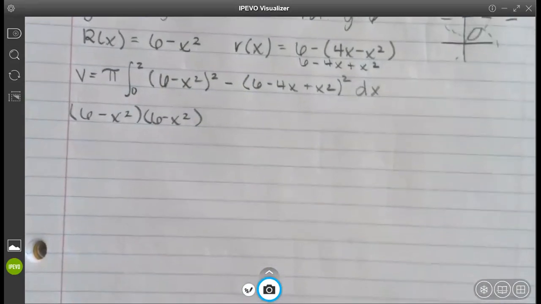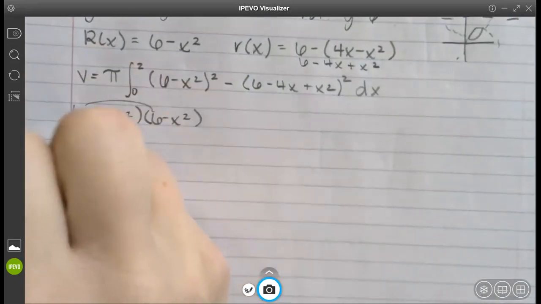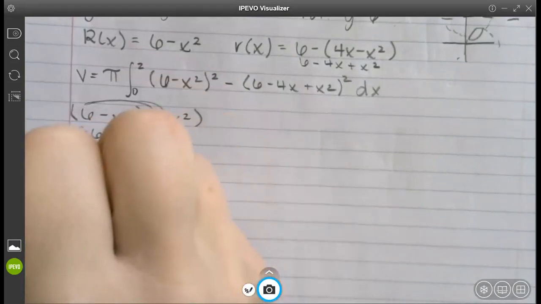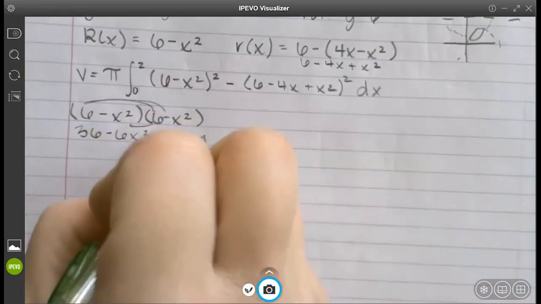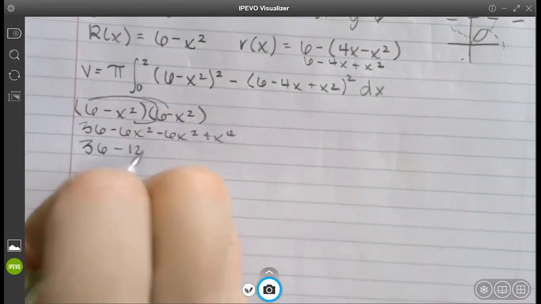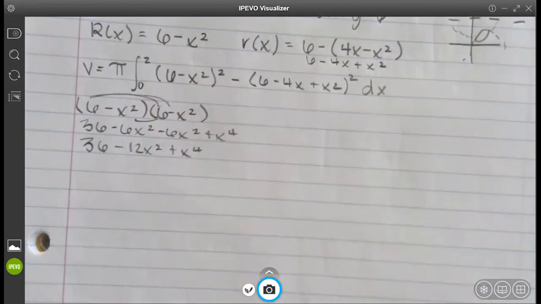We're going to work this one first. Multiply the first two. What do you get? 6 times negative x squared is negative 6x squared. You'll have another one of those. And then a positive x to the fourth, making this 36 minus 12x squared plus x to the fourth. Very good.